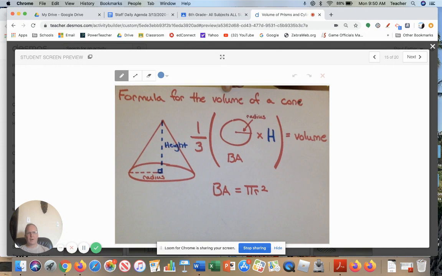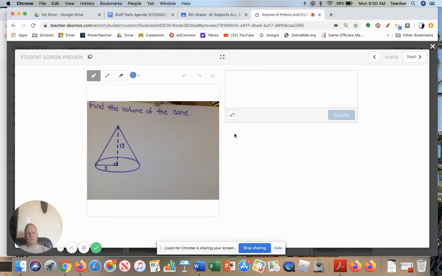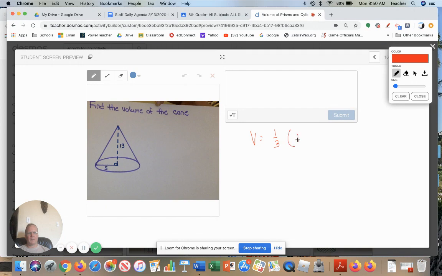Okay, now what about a cone? Okay, again, a cone has a circle at the bottom and it has a height. So we're finding the area of the circle times the height, taking 1/3 to find the volume. So let's do it here. Okay, so we have the base area is a circle, 5. Okay, so again, the volume is going to be 1/3 times the base area times the height.